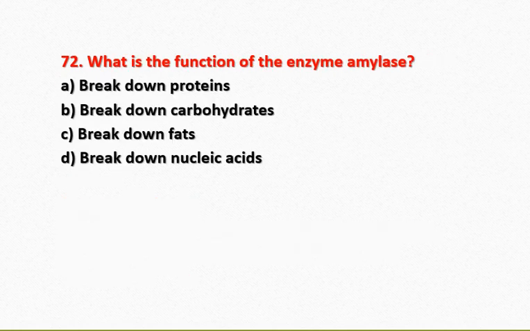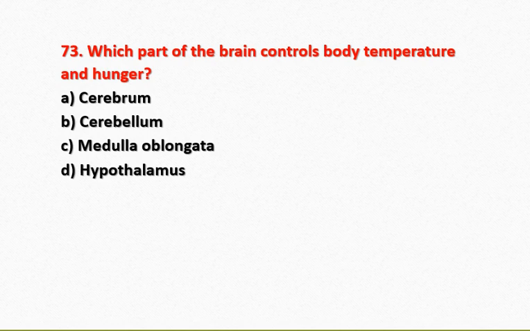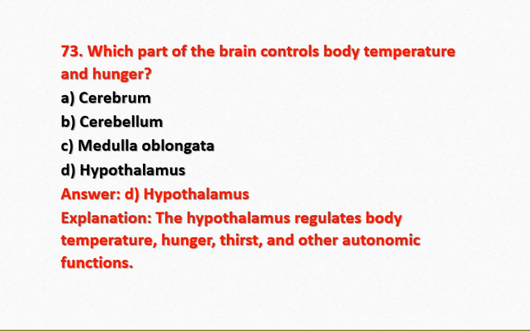What is the function of the enzyme amylase? Correct answer is option B. Break down carbohydrates. Which part of brain control body temperature and hunger? Correct answer is option D, hypothalamus.